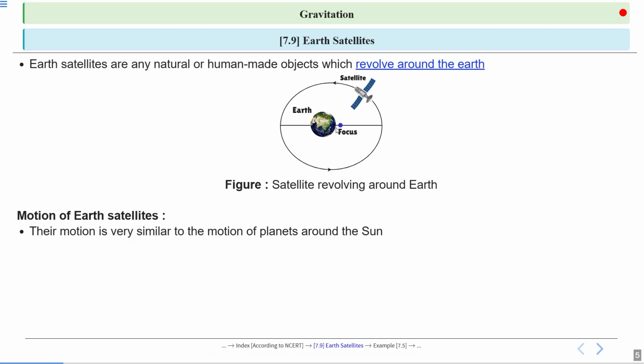Motion of satellites. Their movement is quite similar to how planets orbit the sun. This similarity is important because it allows us to apply the same principles, like Kepler's law, to understand their behavior. Keep in mind that these laws help us predict and explain the motion of celestial bodies.